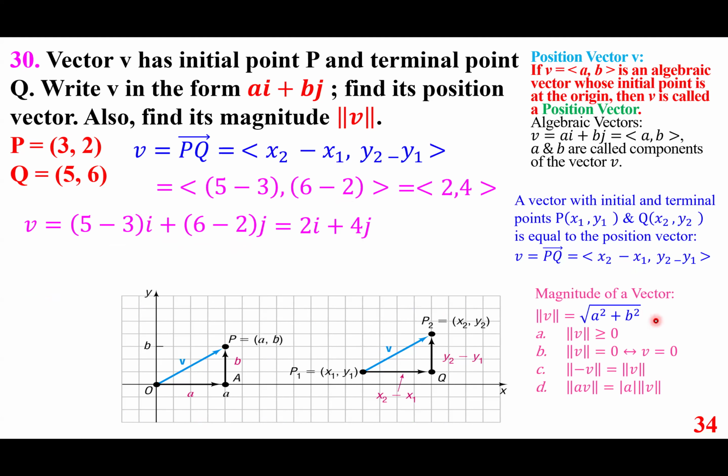The magnitude is square root of a squared plus b squared. So that means 2 squared plus 4 squared. And that is 4 and 16, 20. And 20 is 4 times 5, so 2 square root of 5.